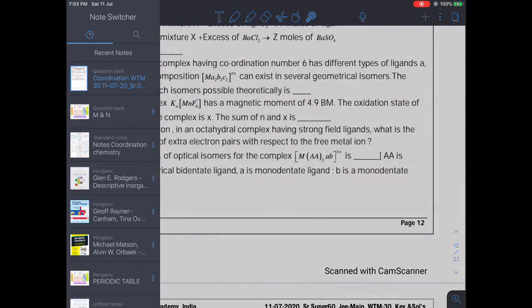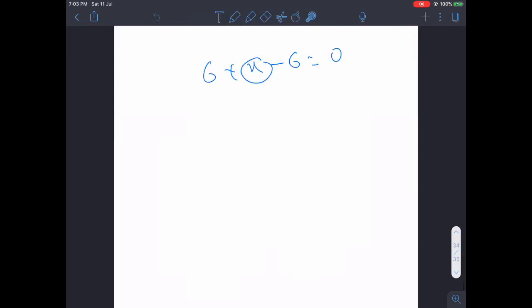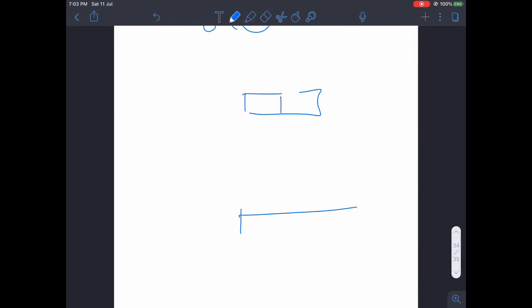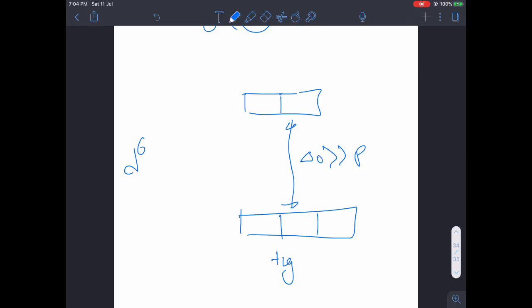So d6 in octahedral, how will it be? Octahedral is like this, you know the splitting in octahedral. The t2g set has the lower energy, and with a strong field, total is d6. If strong field is there, that means this gap is much higher than pairing energy. Then what will happen? So 1 and 2 and 3, 4, 5 and 6.